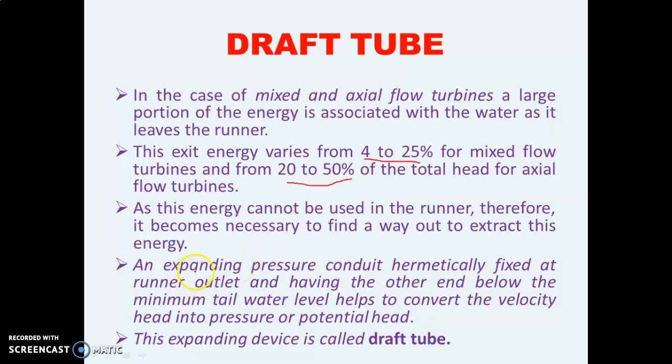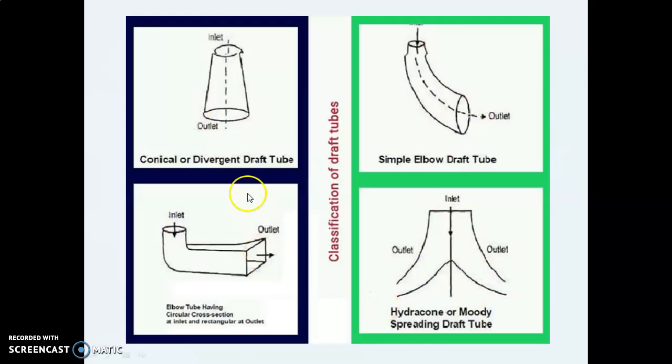So how do we do that? We use a draft tube. What is a draft tube? It is an expanding pressure conduit fixed at the runner outlet, having its other end below the minimum tailwater level. It helps to convert the velocity head into pressure or potential head. Now we'll see the diagram.